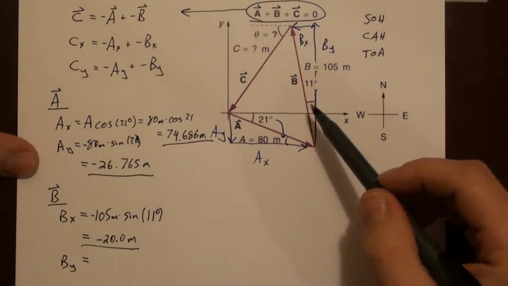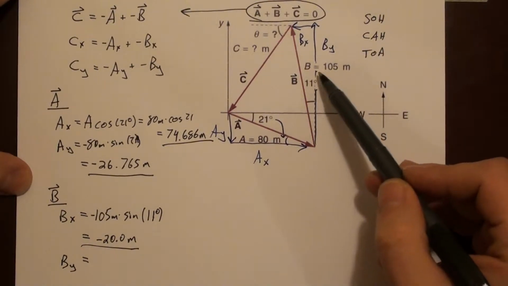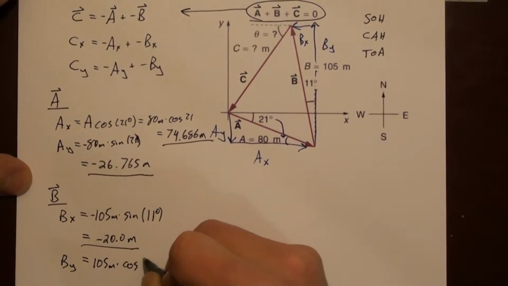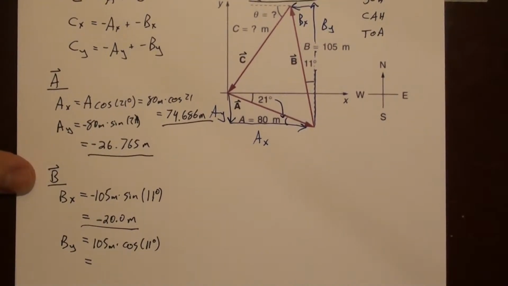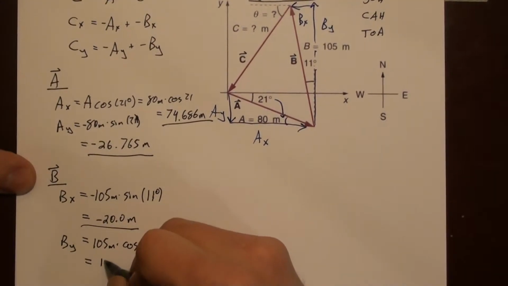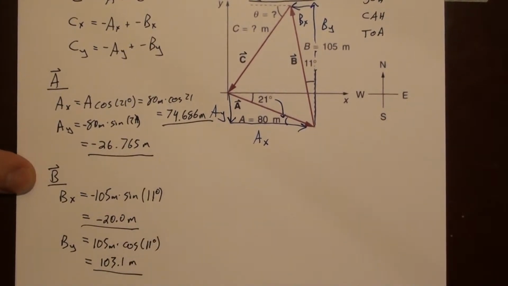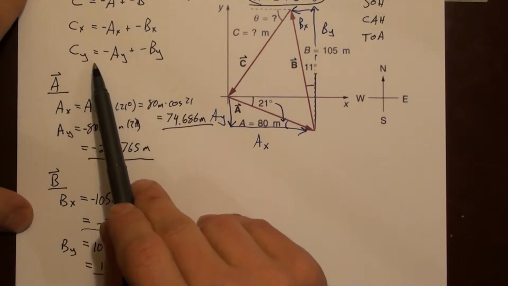B sub y is the other one, right? So it's the opposite, or rather it's adjacent, so it's a cosine. So that's 105 meters times cosine of 11 degrees. And I get 103.1 meters. Okay, so now I have the x and y components of both a and b, so I can add them together with some negative signs in front to find c sub x and c sub y.